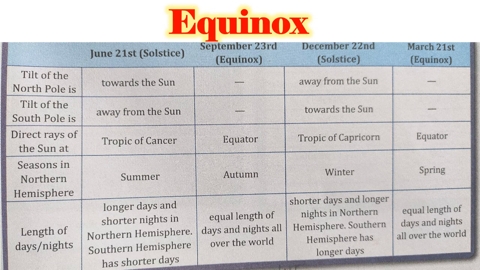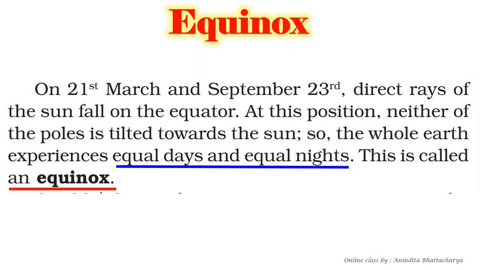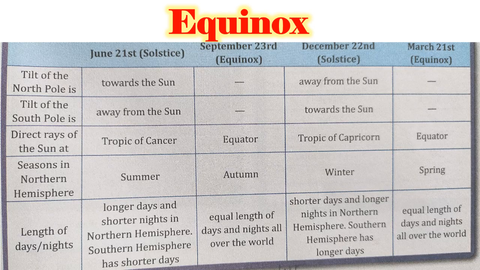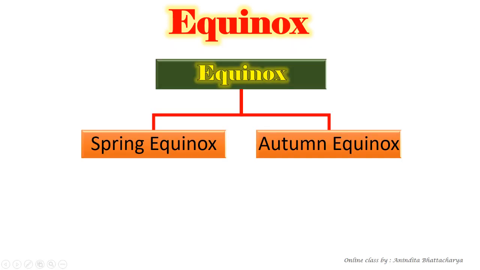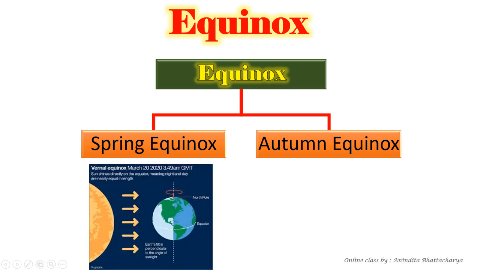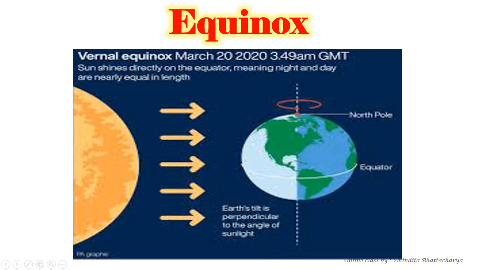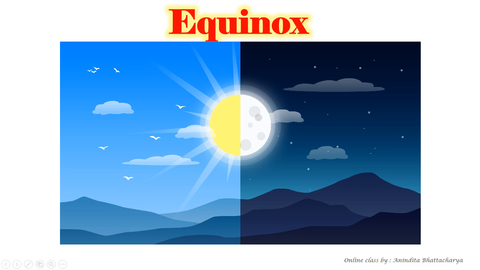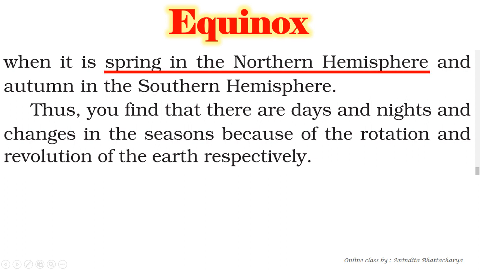Now, the vital one, the equinox. What is the meaning of equinox? Already we discussed. The equinox is divided into two categories: the spring equinox and the autumn equinox. First, we are going to discuss the spring equinox. Neither pole is inclined towards the Sun. The rays of the Sun fall vertically at the equator. All places have equal length of day and night, as both poles receive the rays of the Sun. It is spring in the northern hemisphere and autumn in the southern hemisphere.